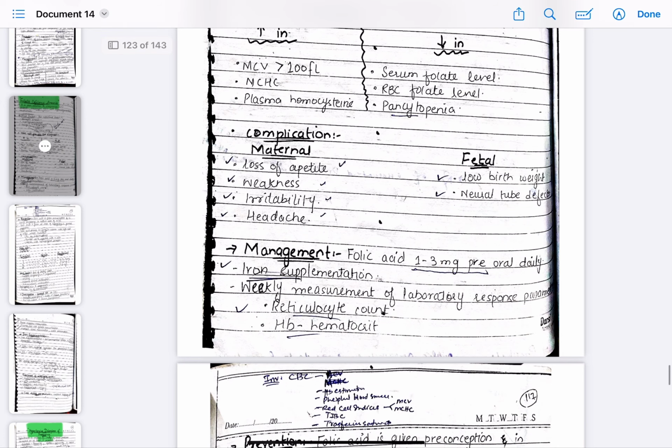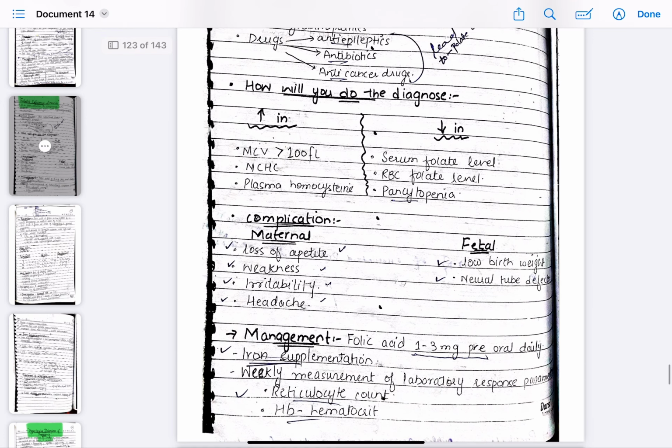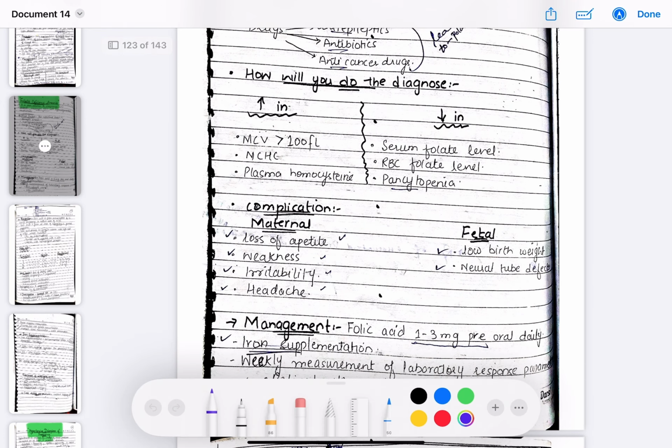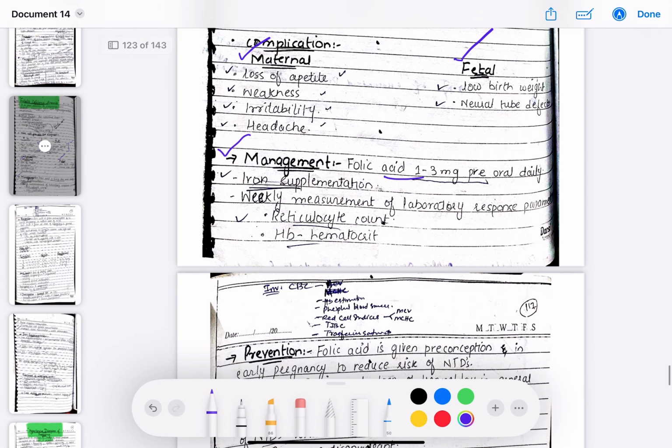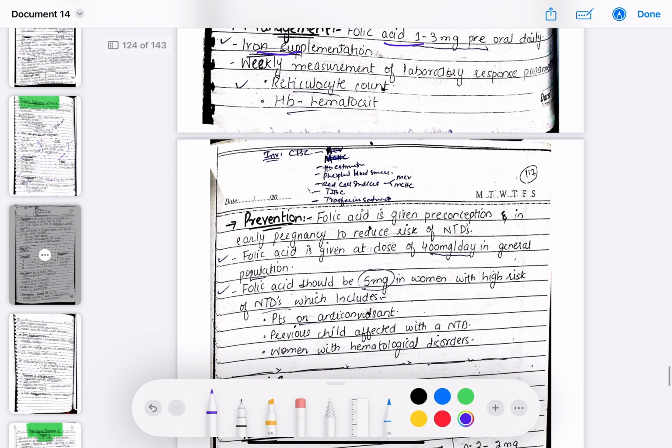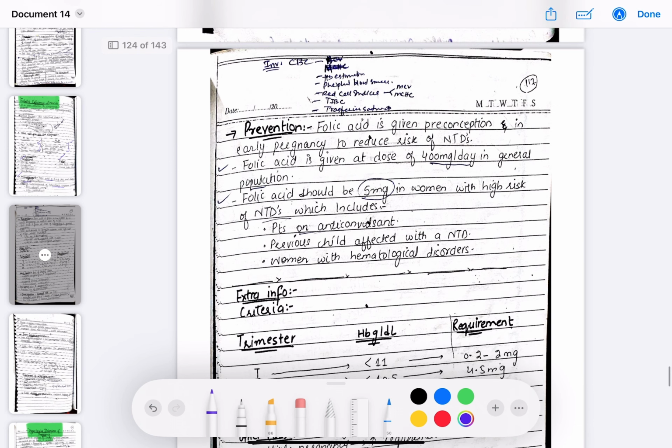So MCV is increased, MCHC is increased, and the plasma homocysteine is also increased in folate deficiency anemia, while serum folate level, RBC folate level, and pancytopenia are decreased. The complications are both maternal and fetal. And then we have discussed the management options, that is folic acid is given, iron supplementation, and weekly measurement of the lab response. Then prevention is done.